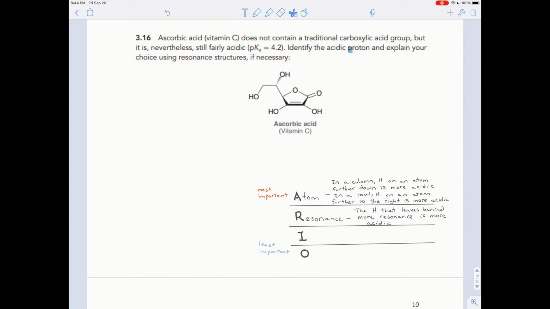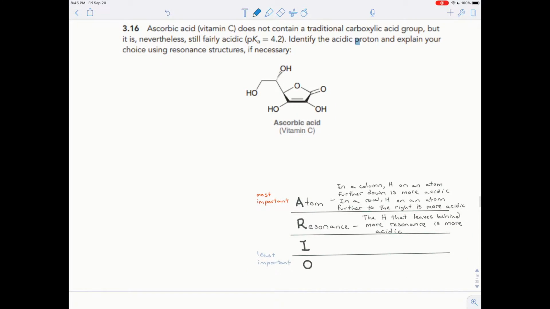So in exercise 316, we have vitamin C. And vitamin C is also called ascorbic acid. Now it's acidic because it's going to be giving off some hydrogens into solution. Ascorbic acid has a lot of hydrogens in it. The question is, which hydrogens are the ones it's going to give off first? What are its most acidic hydrogens?